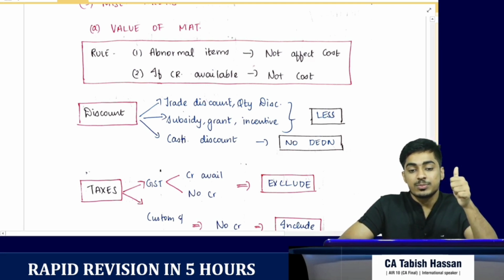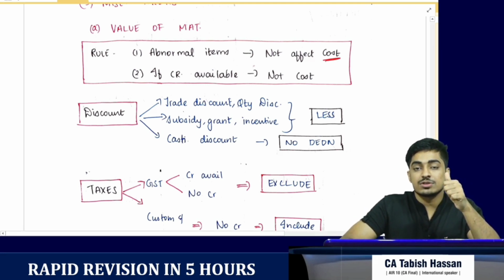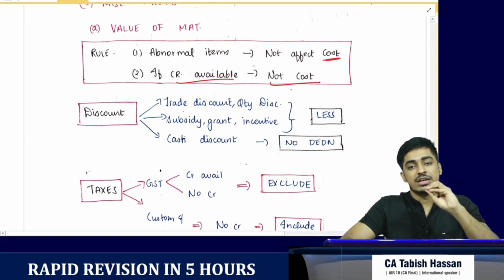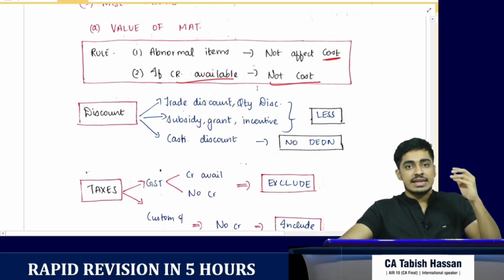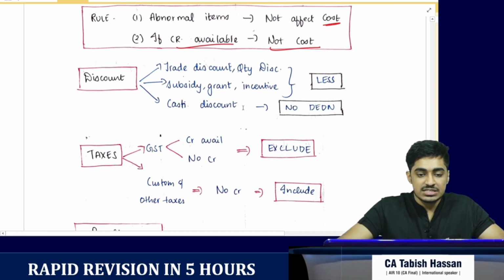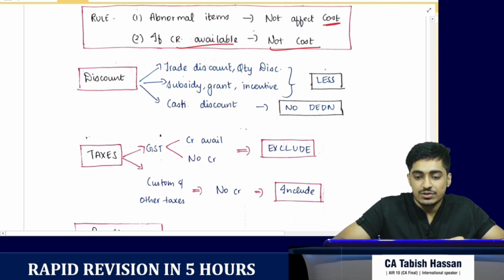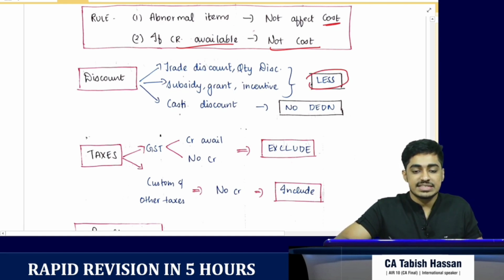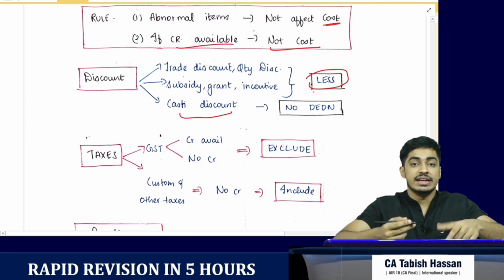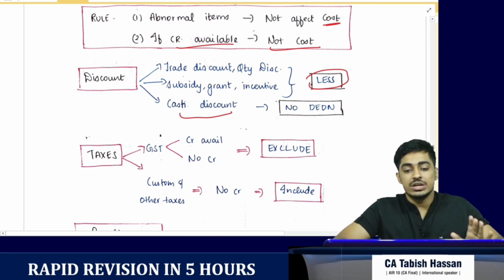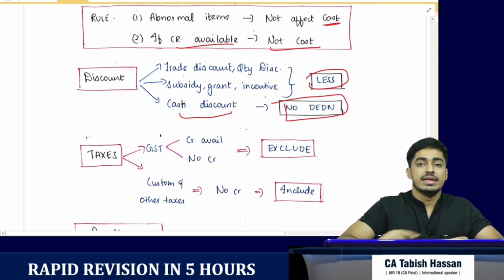First is cost of abnormal items shall not affect the cost of normal goods produced. Next, if credit is available against the cost, it is not treated as cost. Okay, let's have a look at the important adjustments. Discount, trade discount, quantity discount, subsidy, grant, incentive, all these shall be reduced from the cost. Next, if we have cash discount, it is not for purchase of material, it is for early payment, so no deduction will be available. Clear?